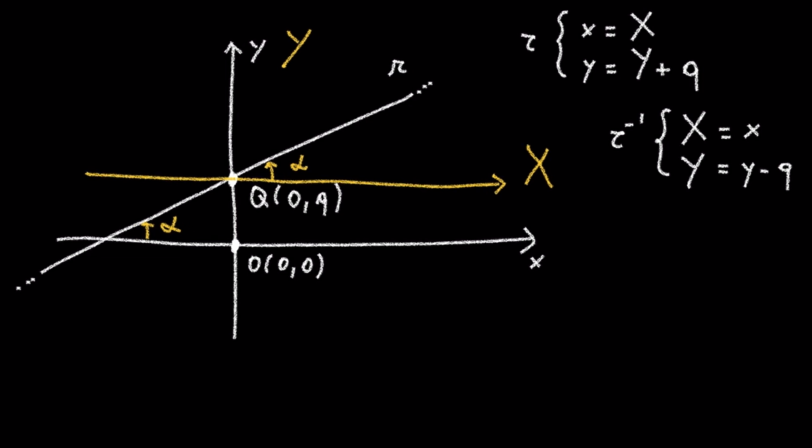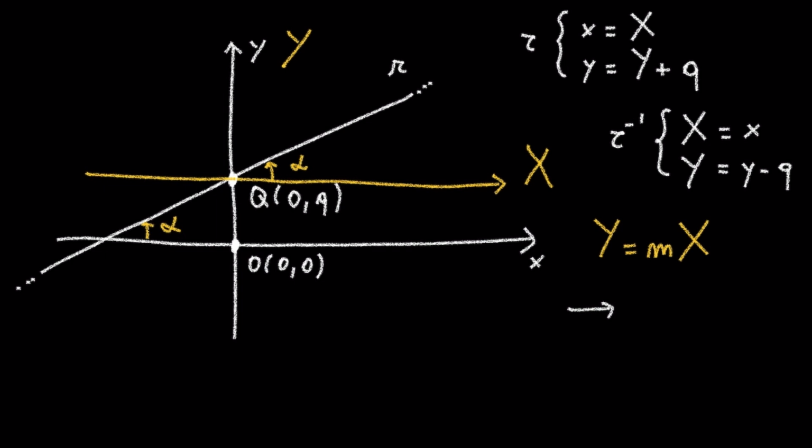In the translated system capital X, Q, capital Y, the line r passes through the new origin Q, and therefore it has the equation capital Y equals m capital X. Applying the inverse translation, which is tau to the minus 1, gives us the equation of r in the original XOY system, where r no longer passes through the origin.